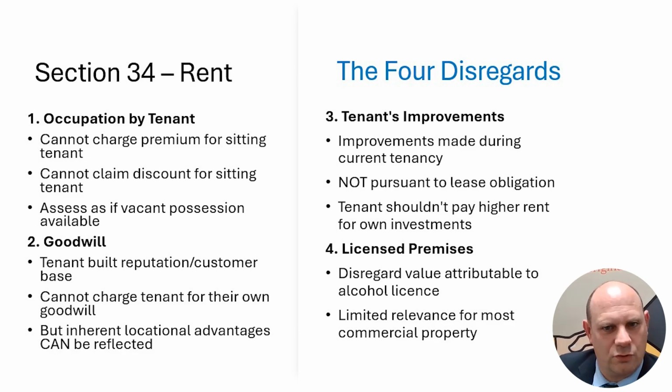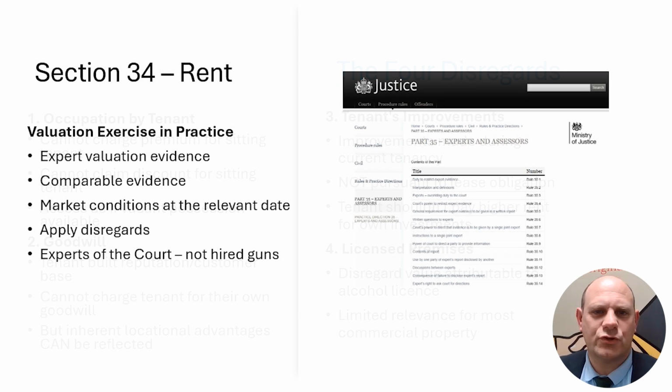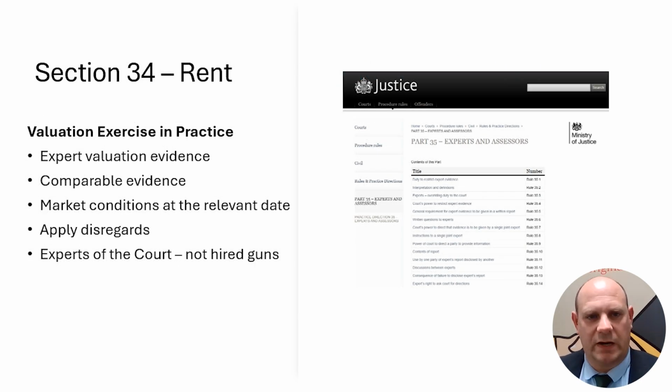And the fourth disregard relates to licensed premises. It is a disregard applying only to licensed premises holding a license to sell alcohol, and it requires the court to disregard any addition to the rent attributed to the licence itself. And this disregard is less relevant to most commercial property disputes and primarily affects the hospitality sector, so I won't dwell on that today. So how does Section 34 work in practice?